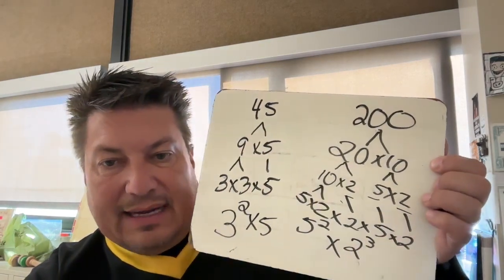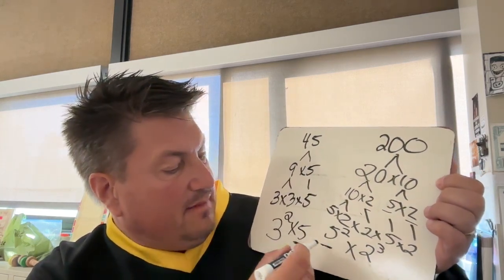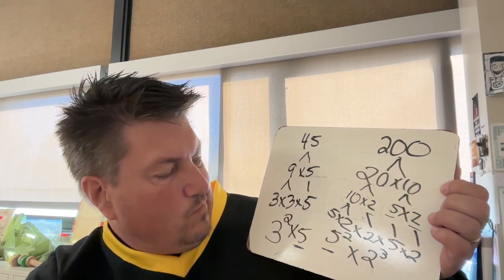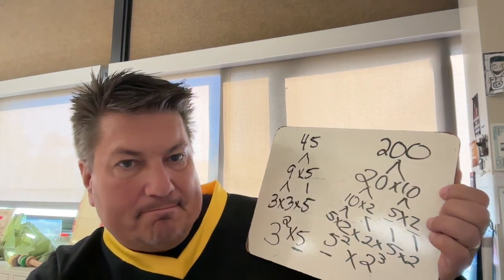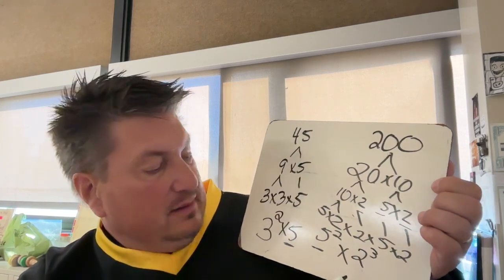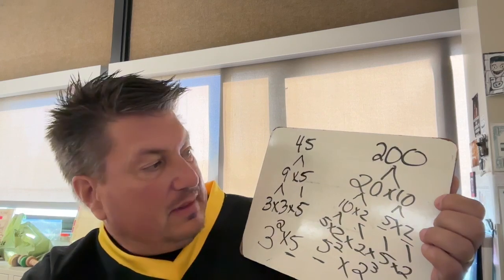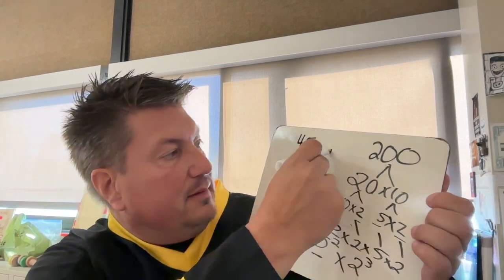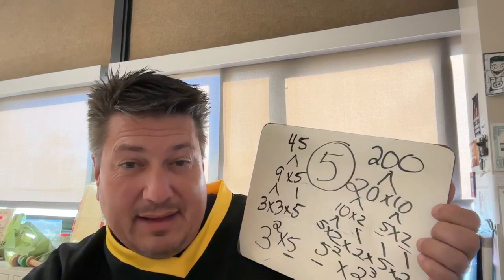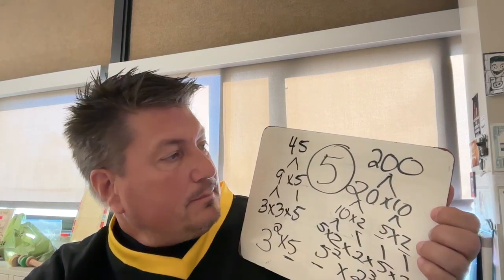And so what do they have in common? Well, they definitely have a 5. They have one of the 5's. Is that it? There are no 3's in both lists. We don't have 2's in both lists, and we don't have any more 5's. So our GCF for these large numbers, the greatest common factor, is just 5. That's it. It's just 5.